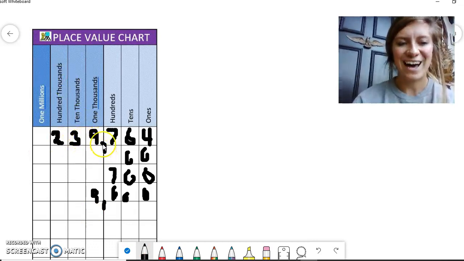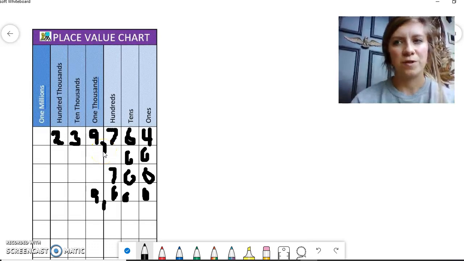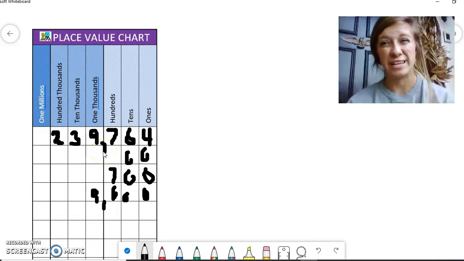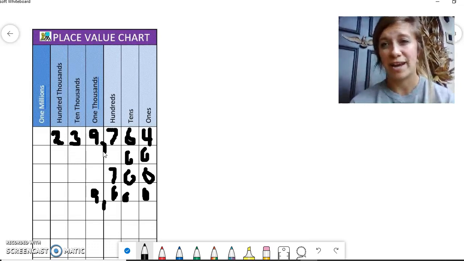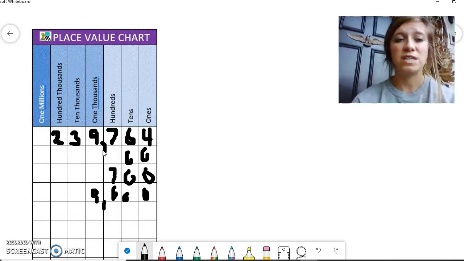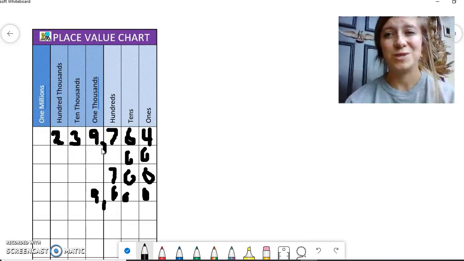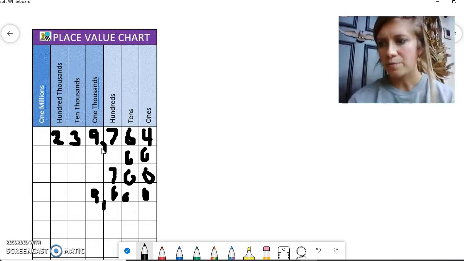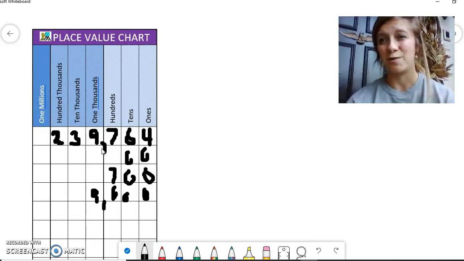Okay. So that's an important vocabulary word, but I want to note that when you say 239, right where that comma is, you say the word thousand. Okay, that's kind of your hint, a little cheat to help you when you're writing the number name, that when you see that comma, that's when you say thousand.